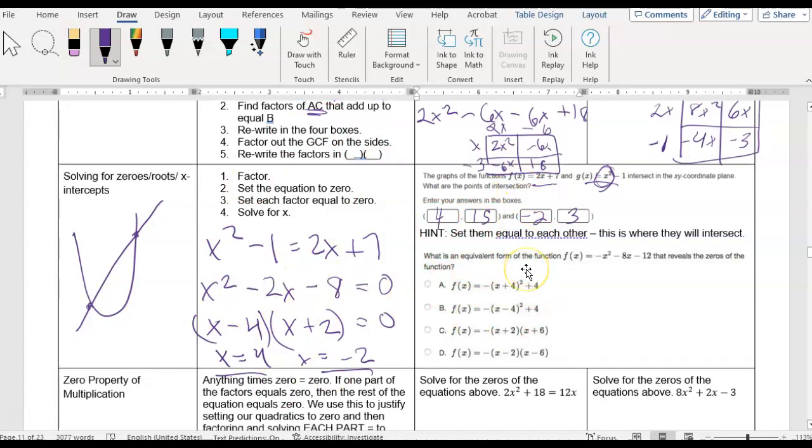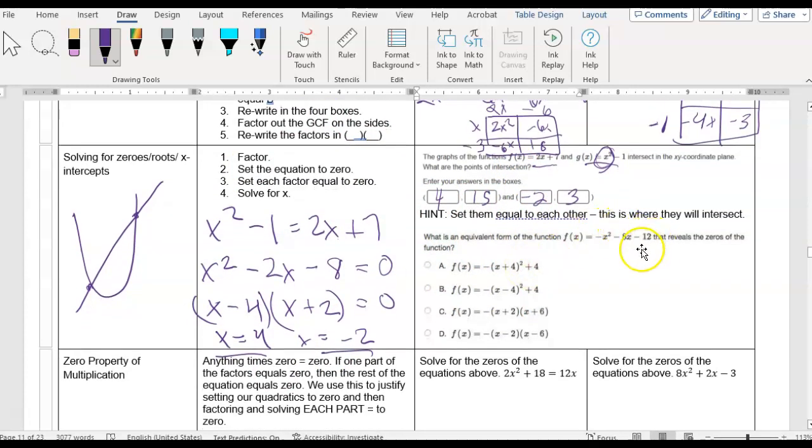This says, what is an equivalent form of the function negative x squared minus 8x minus 12 that reveals the zeros? So if it reveals the zeros, it should be factored. A and B are in vertex form, so they're not factored, but we want to look at the zeros, so it has to be C or D.